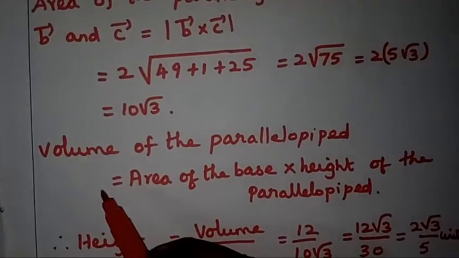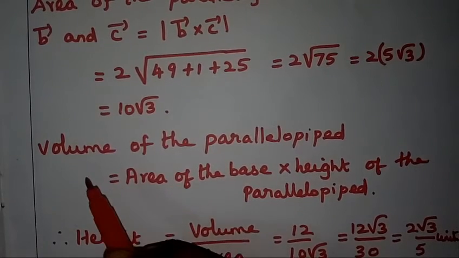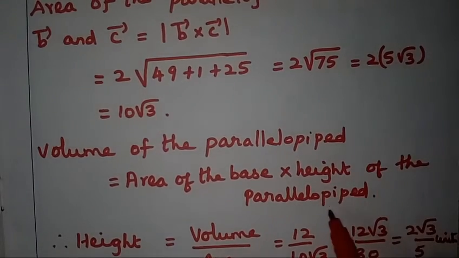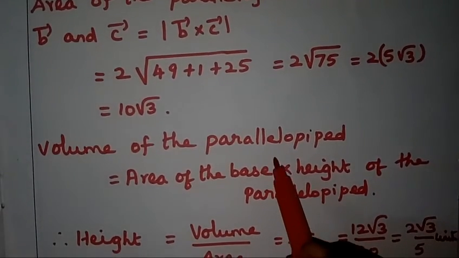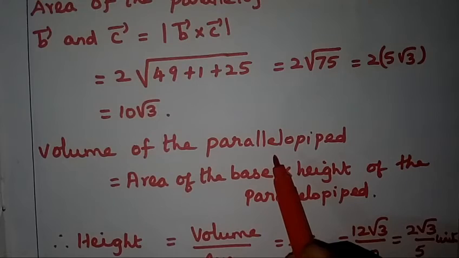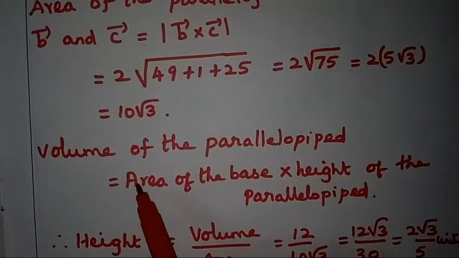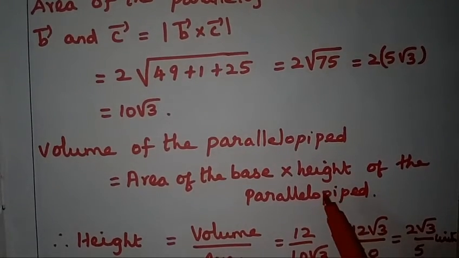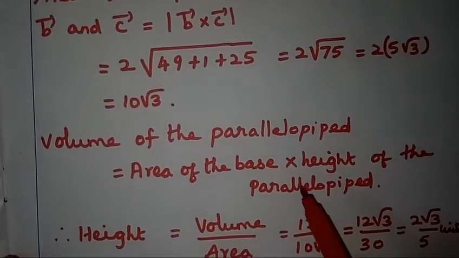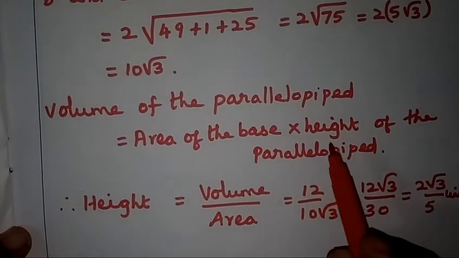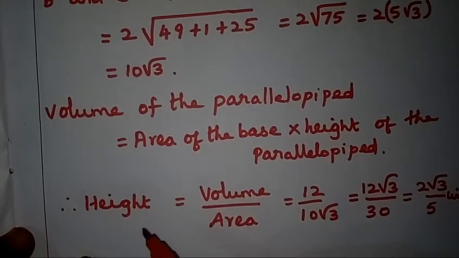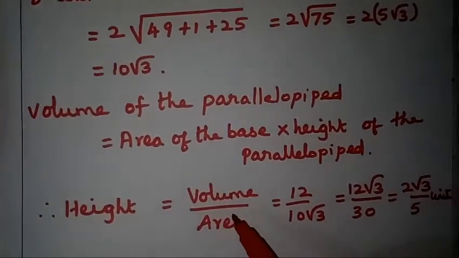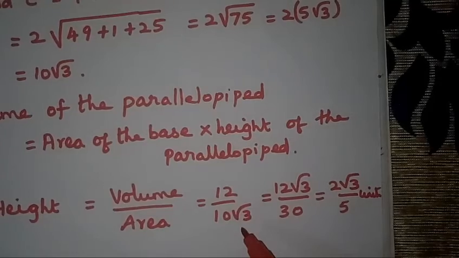So now this is a formula: volume of the parallelepiped is equal to the area of the base into the height of the parallelepiped. It is not only for a parallelepiped; for any three-dimensional figure, the volume will be equal to the area of the base into the height of the figure. So according to that, we have this formula and only the height we need. Height is equal to volume by the area. Both we found out: volume is 12, area is 10 root 3.